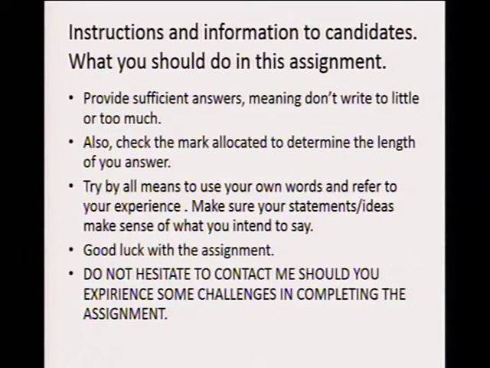Instructions and information to candidates. What you should do in this assignment. Provide sufficient answers, meaning don't write too little or too much. Also check the mark allocated to determine the length of your answer. If the question is only having one mark, write the appropriate answer for that mark only. And if the question is having 10 marks, make sure the length will justify the 10 marks.